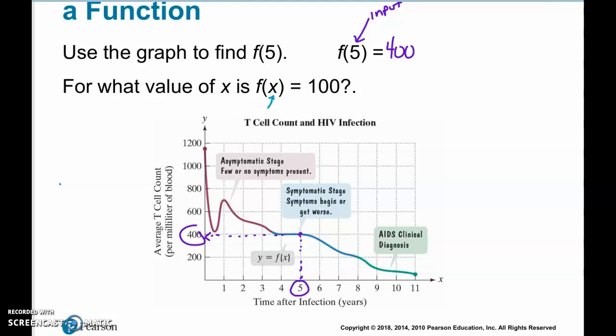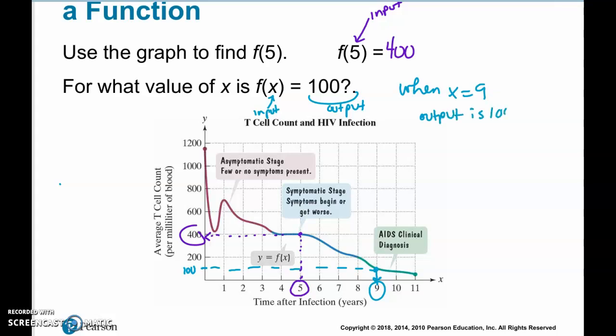Now, different this time here, because it says for what value of x. So this time you are looking for the input, but given the output. So this time you would look for the output of 100. Well, where's 100? Each of these grid marks are 200 apart, so 100 would be halfway. And so you would take 100 and you would go to where it crosses, it looks like right about here, and you would read down. So 9.